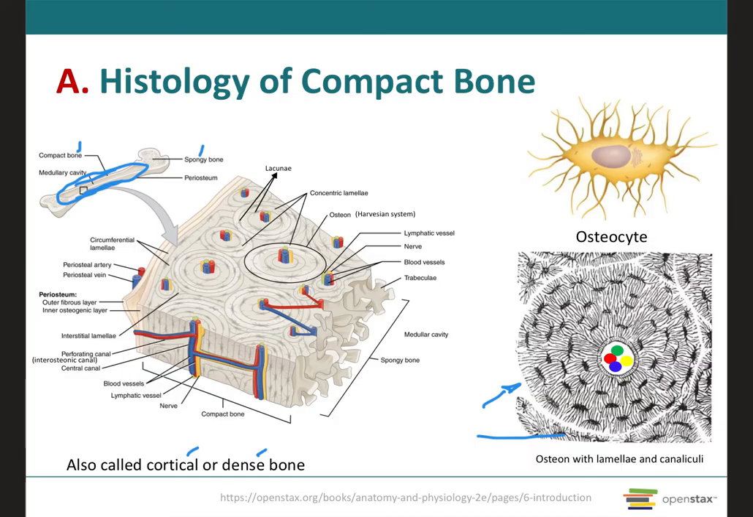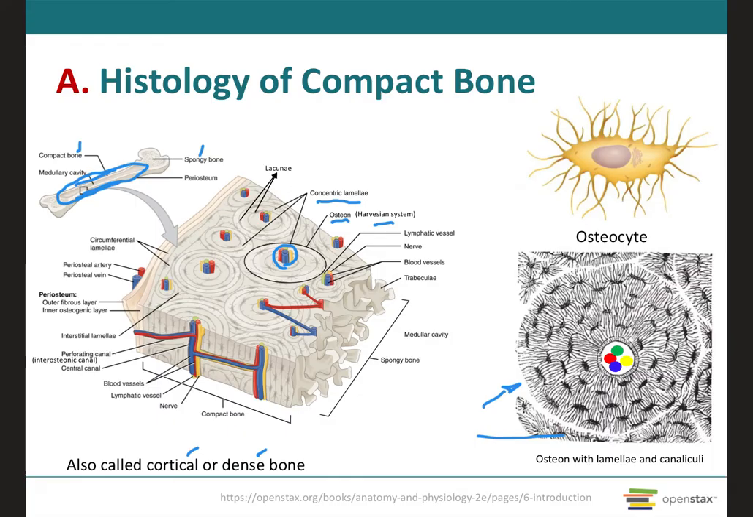The functional unit of a compact bone is what we call an osteon, as seen right over here, also called the Haversian system. Each osteon is going to consist of these concentric lamellae, as seen right over here, that are arranged around a central canal, which can also be called the Haversian or osteonic canal, as we can see on this image. These concentric lamellae resemble the growth rings of a tree. They are circular plates of mineralized extracellular matrix of increasing diameter.